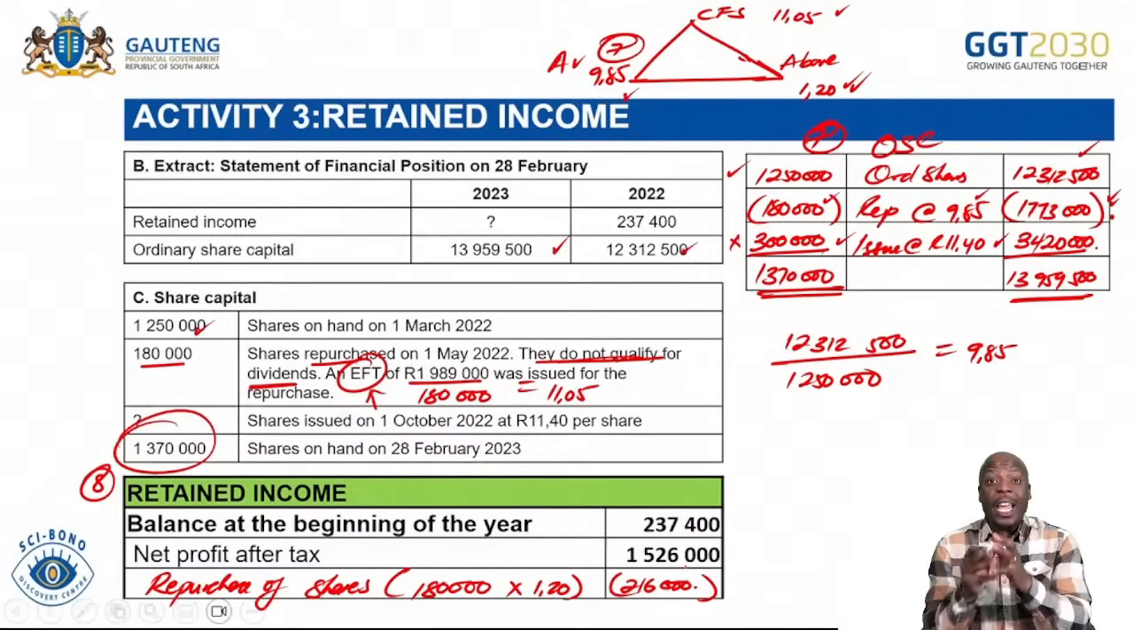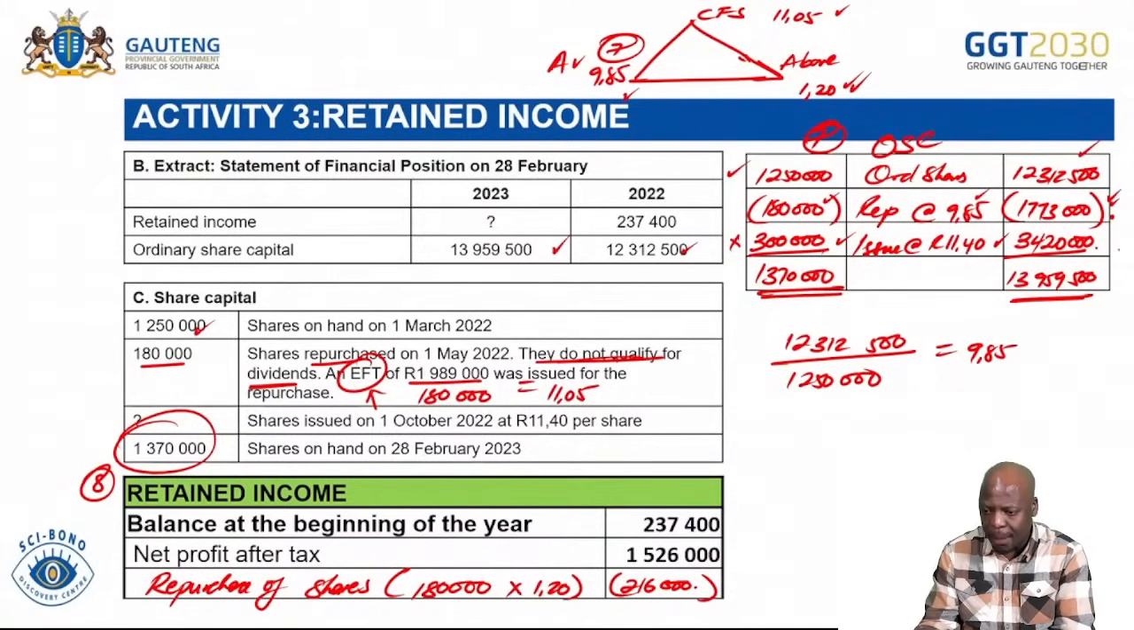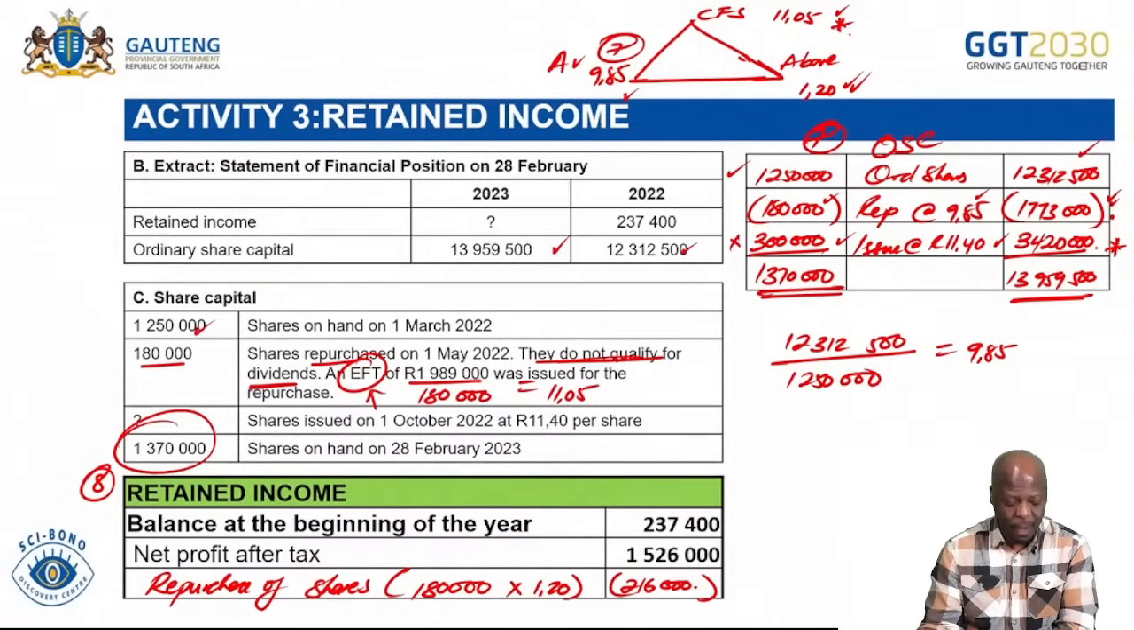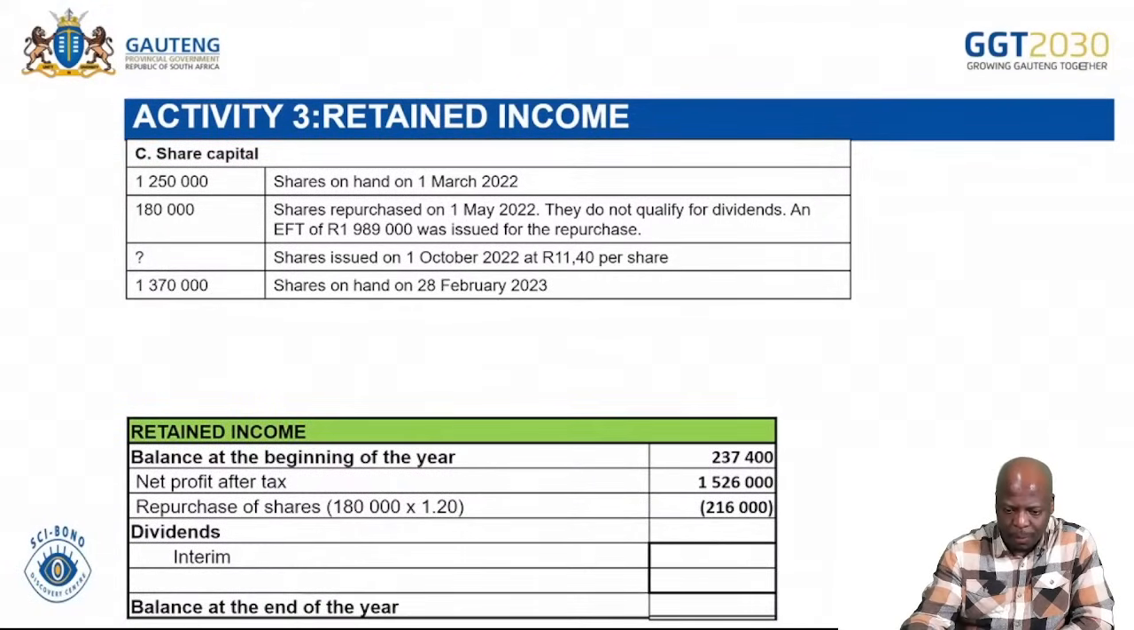So I know when I get to the cash flow statement, they're going to ask me to talk about the repurchase of shares, and the proceeds from the issue of shares. For the proceeds of issue of shares, I already have the amount. Repurchase of shares, I already have the amount to use: the 11 rand 5 cents. Okay, let's continue with the retained income. So this is what we have done so far.